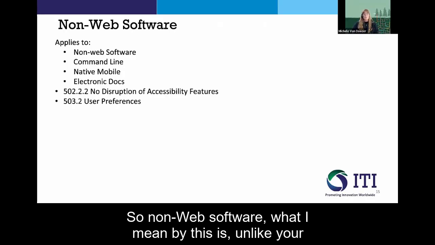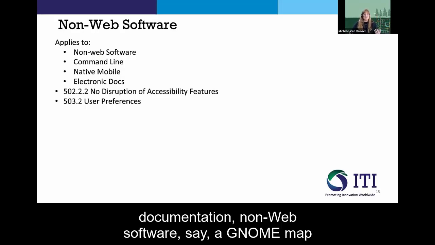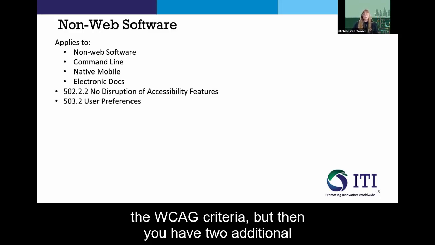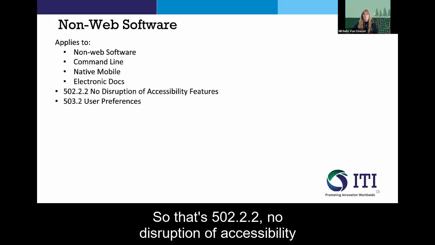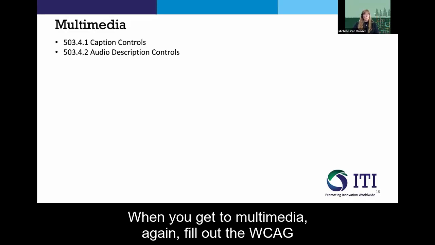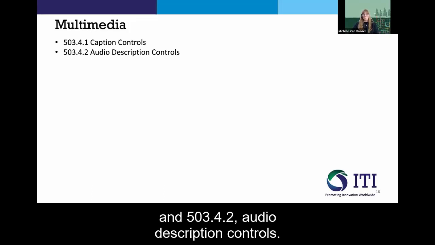Non-web software, what I mean by this is your command line, your native mobile apps, your electronic documentation, non-web software, say a GNOME app or something. All of those you still complete the WCAG criteria, but then you have two additional criteria to fill out. That's 502.2.2, no disruption of accessibility features, and 502.2, user preferences. When you get to multimedia, again, fill out the WCAG section, but then you have 503.4.1 caption controls and 503.4.2 audio description controls.